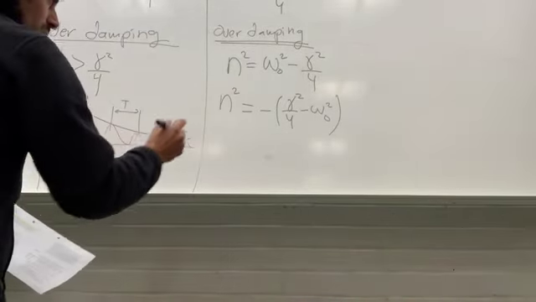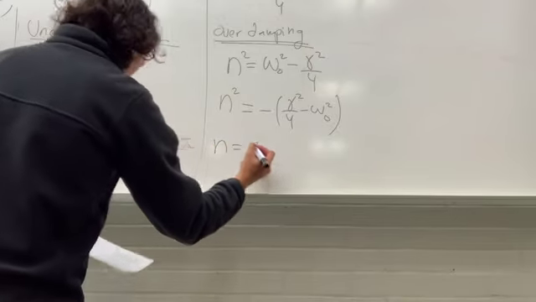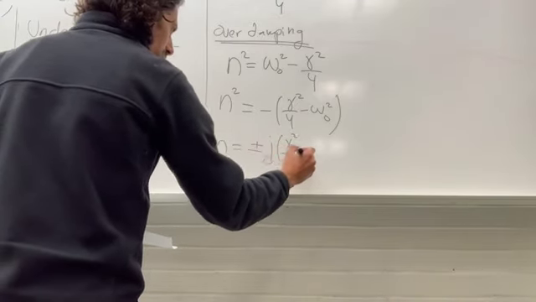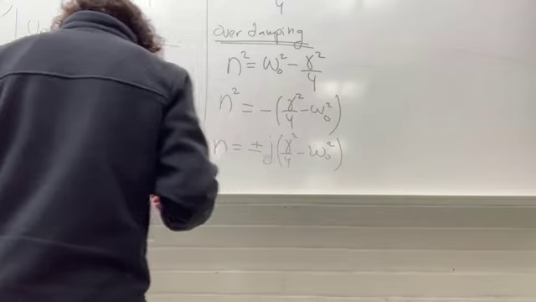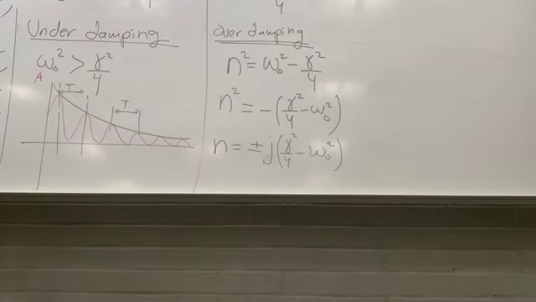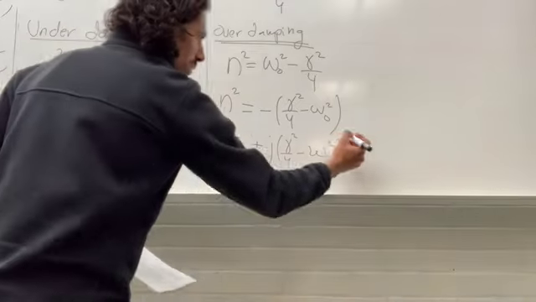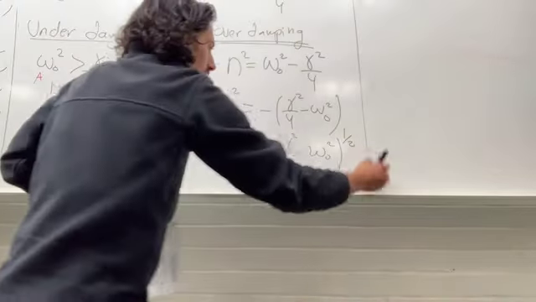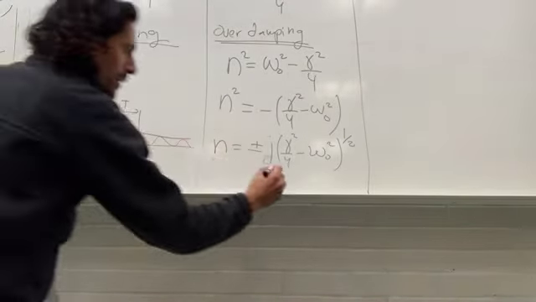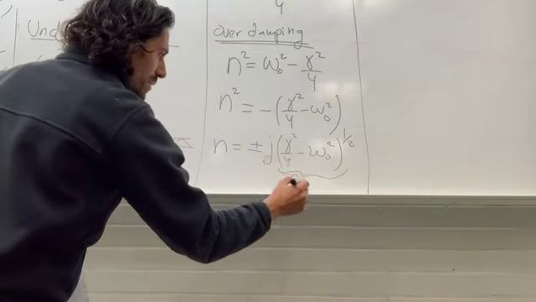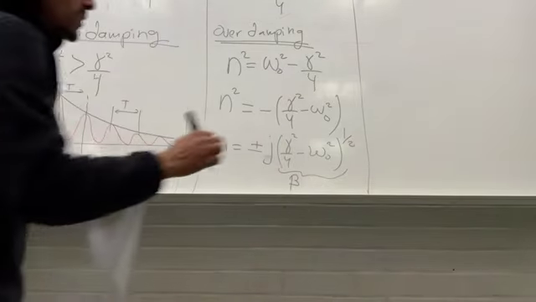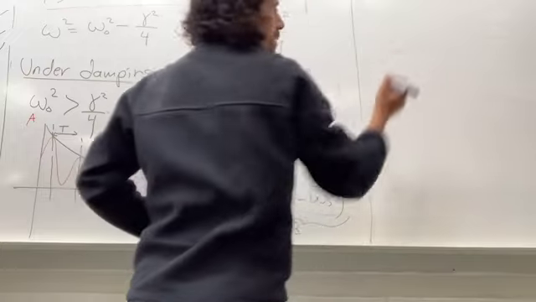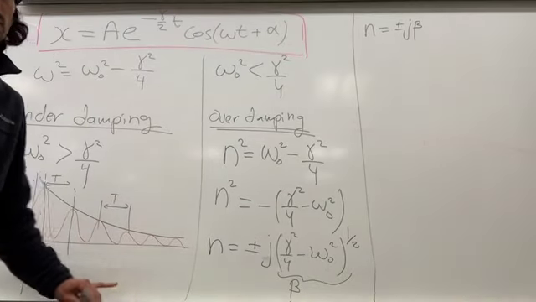Alright. So in this case, n would be plus or minus j times the square root of gamma squared over 4 minus omega 0 squared. This is n, the square root of this. Well, you can define the whole thing as beta. So you can simply write n equals plus or minus j times beta. You see that?